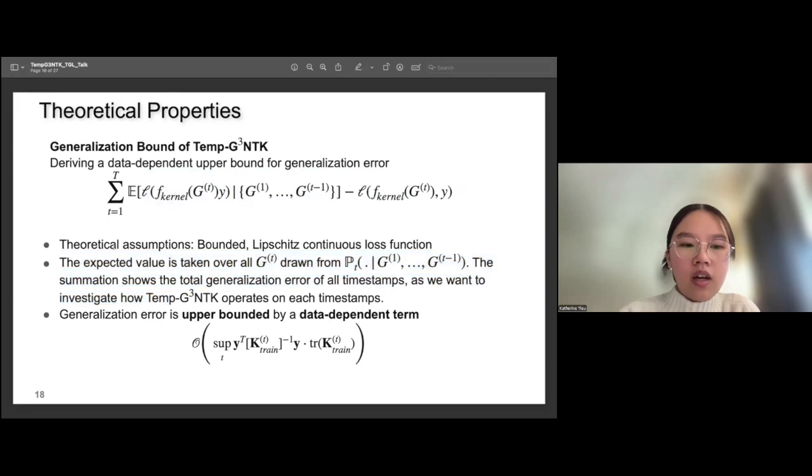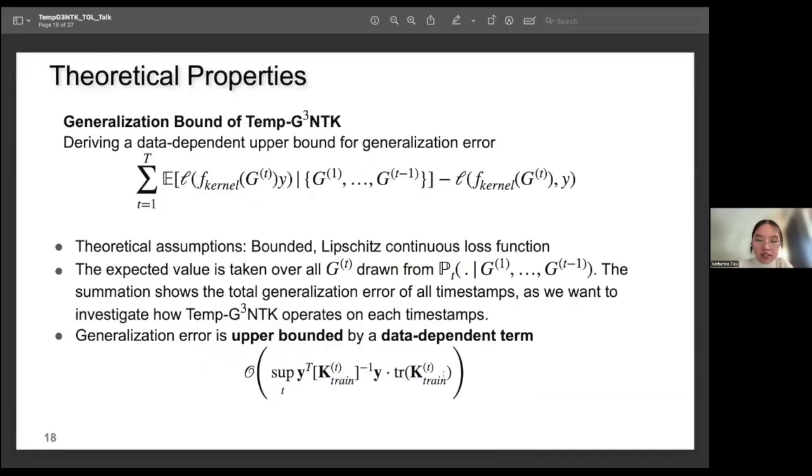So yeah, we also made some theoretical assumptions over here, which is that the loss function must be bounded between 0 and 1, and it is Lipschitz continuous. So our theorem states that this generalization error is bounded by a data-dependent term, which could be obtained from the training data. And this data-dependent term is obtained from the gram matrix that was presented earlier in obtaining prediction for the graph-level task.